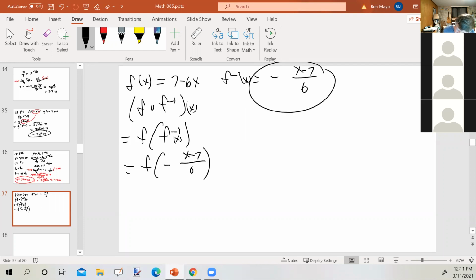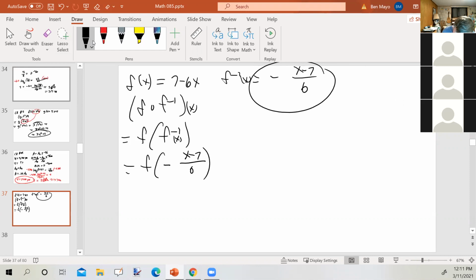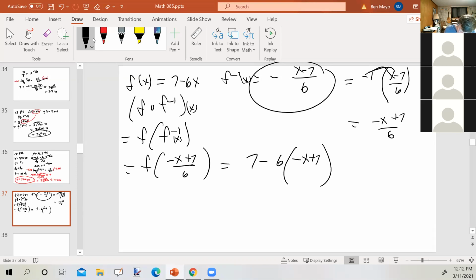Okay, now let's take this. That's like negative 1 times x minus 7 over 6, which is like negative x plus 7 over 6. Okay, do you see that? Yes. So instead of putting this in here, I'm going to put in the simplified version. So now that's going to be 7 minus 6 times negative x plus 7 over 6.